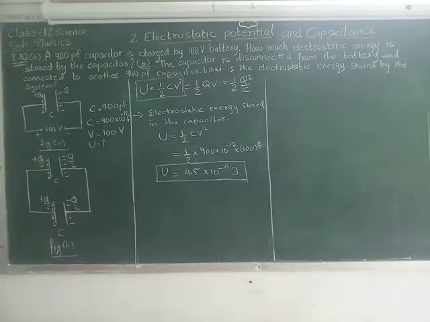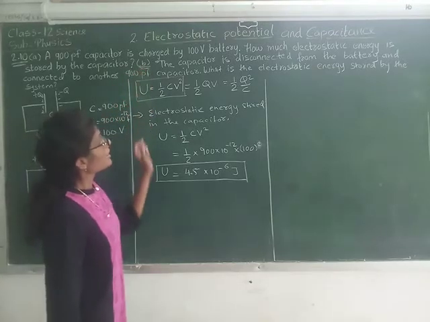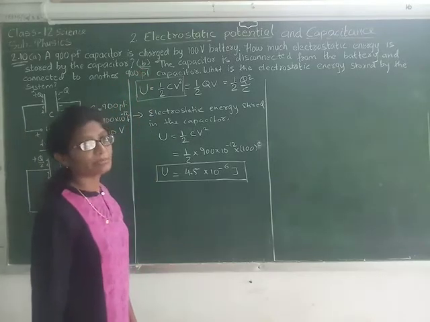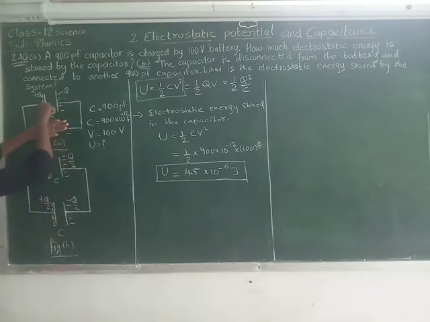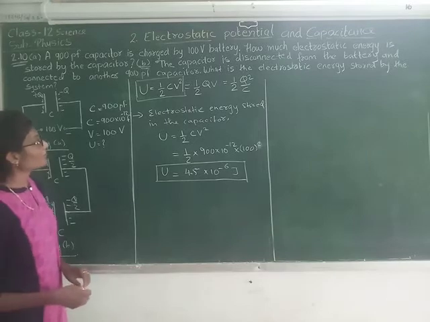Now let us see the second part, that is part A. The capacitor is disconnected from the battery and connected to another 900 picofarad capacitor. That means now we are removing this capacitor from this supply, right? And instead, we are connecting this capacitor to another capacitor which has the same capacitance value, that is 900 picofarad. That means the capacitance value of both is 900 picofarad, right?